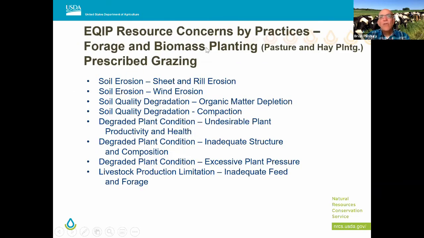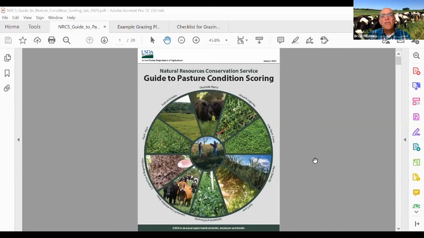Okay, before we go to describing practices that can satisfy these resource concerns, I'm going to stop sharing this and bring up the pasture condition score sheet that NRCS has, and begin there and describe it to you a little bit. I'm pretty sure that many of you have seen our new 2020 guide to pasture condition scoring. It is new and revised. The old one came out in, I believe, 1992 or 93.